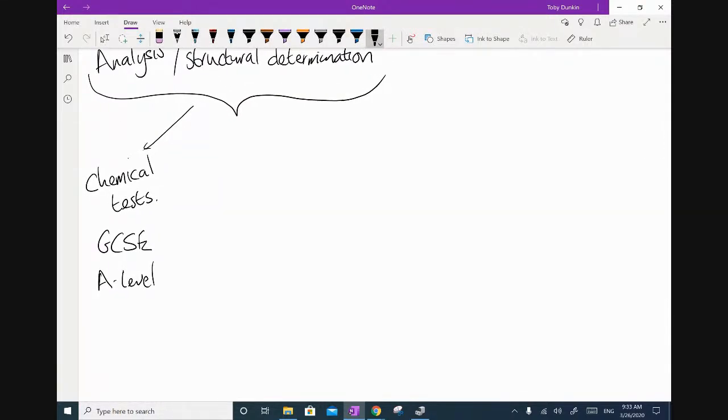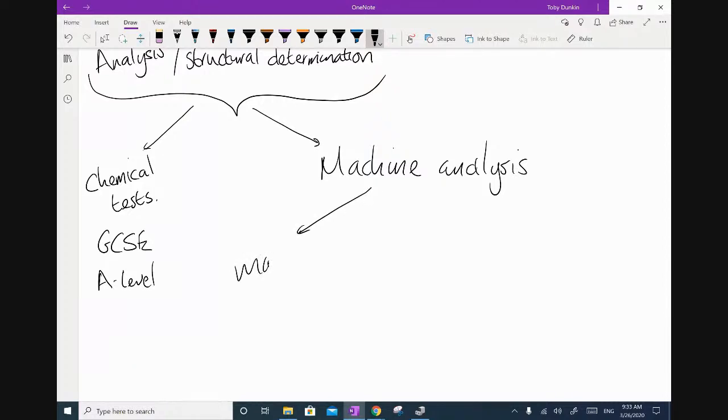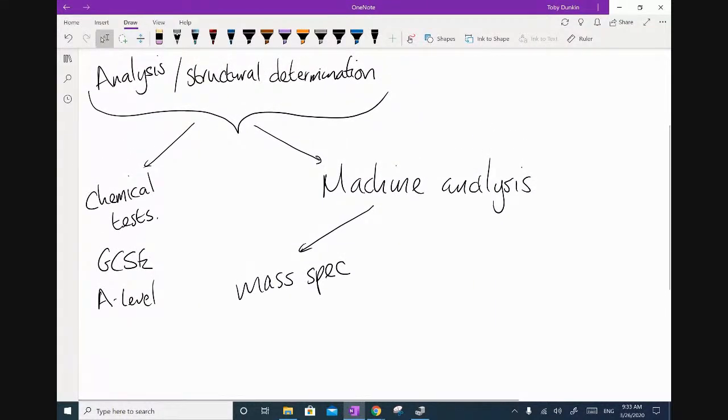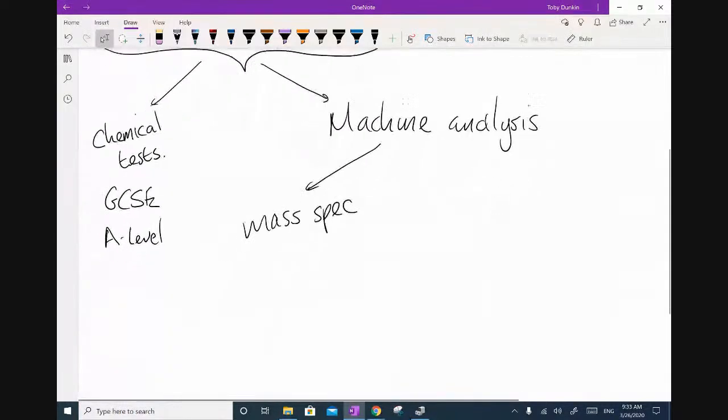Then, rather than chemical testing, we also have machine testing. Now, I'm actually going to split this into two. So I'm going to do machine analysis. Machine analysis is split into things like mass spec. I was actually going to do a lesson on mass spec today, but I realized I've done most of the AS bit with you guys already, which is good. I will do a revision lesson on it anyway.